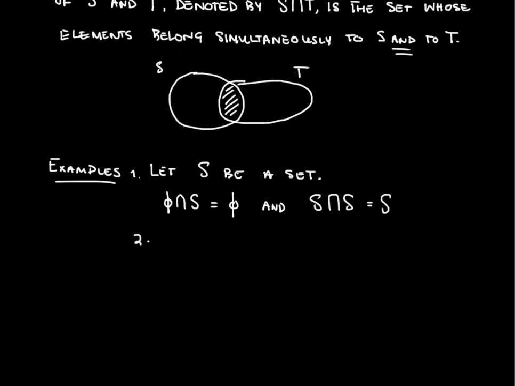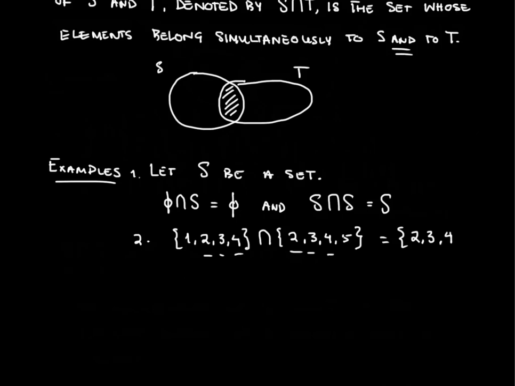For some non-trivial examples, I think it's fairly straightforward. If I have 1, 2, 3, 4 intersection, let's say 2, 3, 4, and 5. Well, 2 and 3 are in both sets, so they're going to be part of our intersection. Actually, 4 is also in both sets. Let's add it here. 1 and 5 are not in both sets, so we're going to omit them. If we wanted to add them in our Venn diagram, we could have 1, and then 2, 3, and 4, and 5 would be in T.